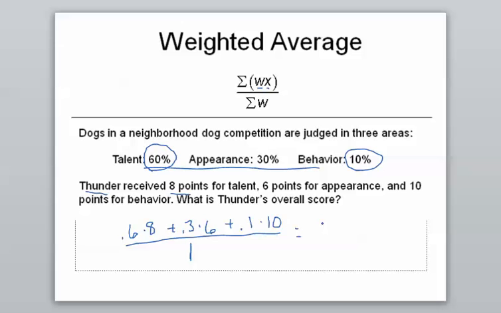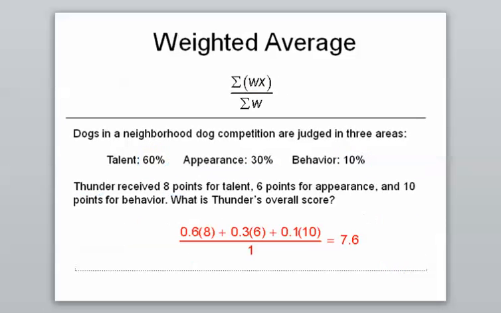So 0.6 times 8, that's 4.8. 0.3 times 6 is 1.8. 0.1 times 10, that's 1. You add those all up. Let's see here. That's a 6. Carry your 1. It's a 5. 6. That's a 7.6. And if you look at the weighted average that I've calculated, 7.6. Done it right so far.